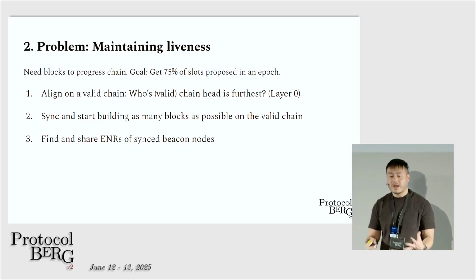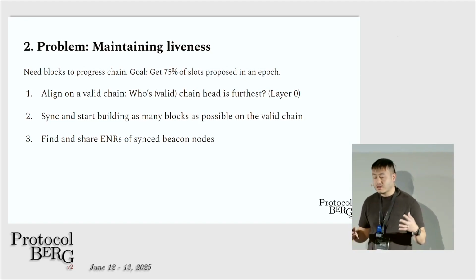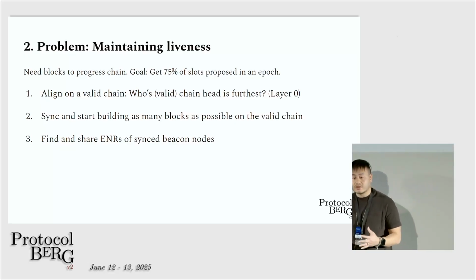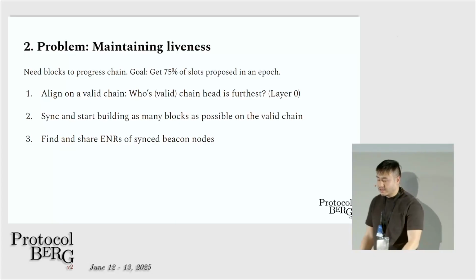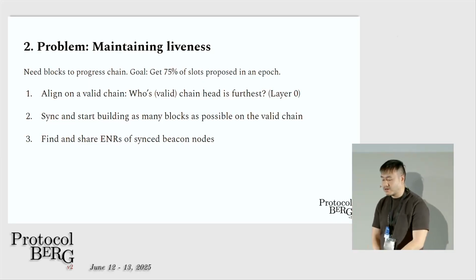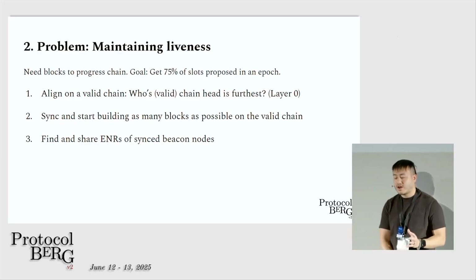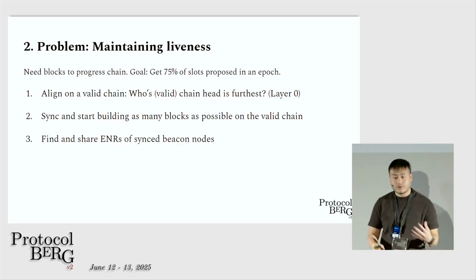We needed to build up enough healthy nodes that were synced on this minority chain so that we can get validators proposing on it to bring back liveness, proposing blocks. So whose chain was the furthest? What's your block root? What's your block number? Start building as many blocks as possible. The goal was to try to get 75% of the slots in an epoch with a proposed block.